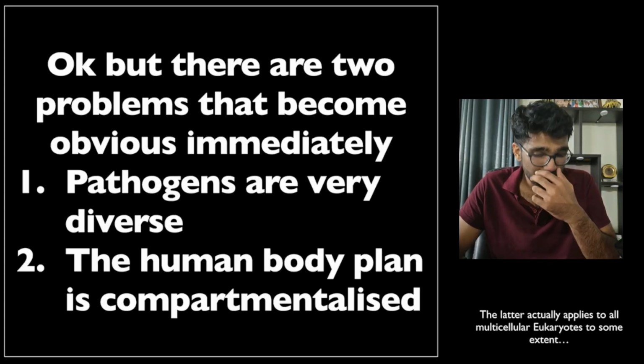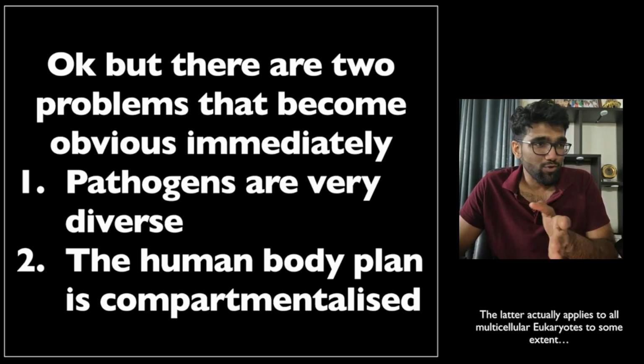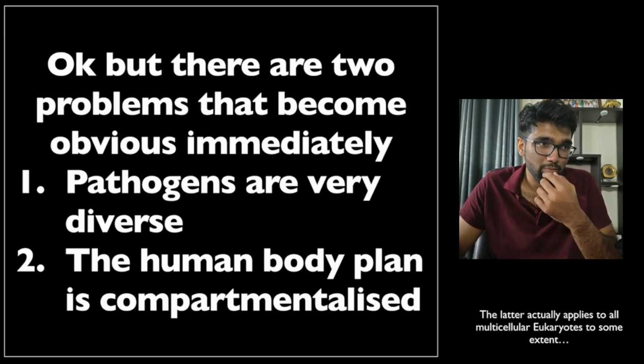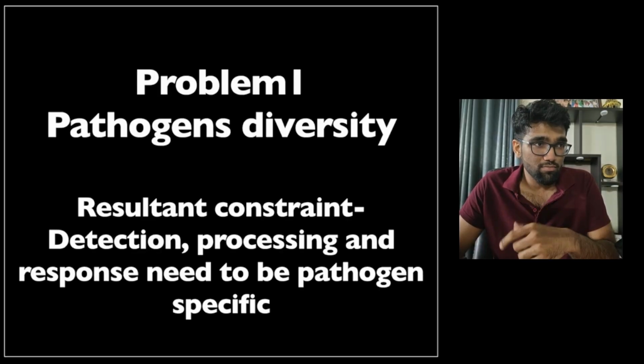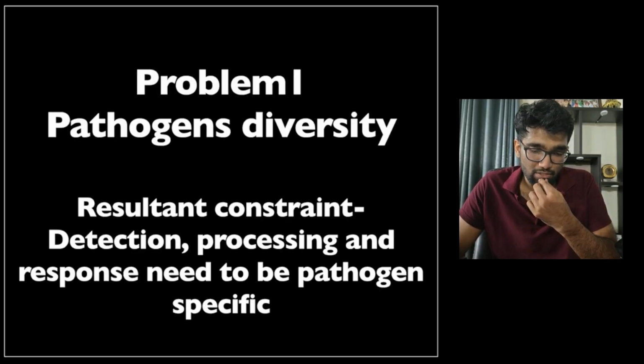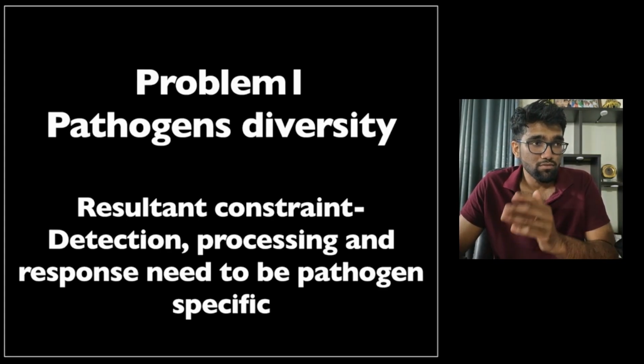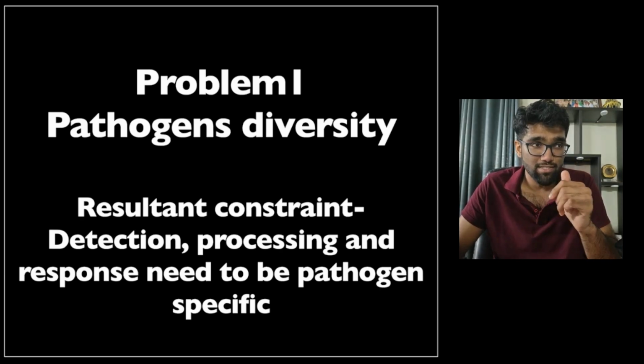Okay, so these are two problems that arise. Now, importantly, the whole compartmentalization issue is there with every multicellular eukaryote to some extent, but naturally, I'm talking about human beings here. Now, we'll see how the immune system has evolved to tackle these constraints under which it functions. So the first constraint or problem that the immune system has evolved against is pathogen diversity. The constraint it puts is that the detection, processing, and response, that is each one of those circuits that we discussed, has to be specific for a particular type of pathogen.